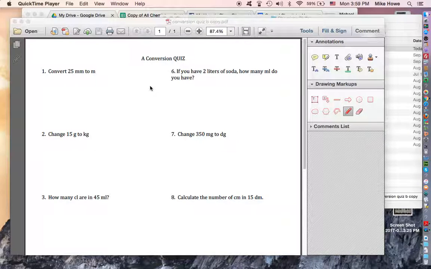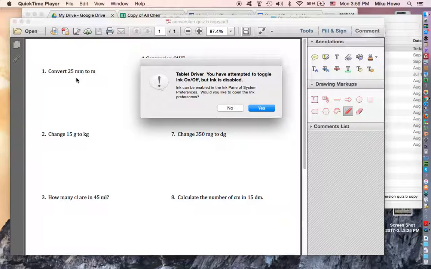Here are a few problems I thought it might be helpful to work through. I won't necessarily do all of them, but I'll try and illustrate the difference between the one and the two steps.